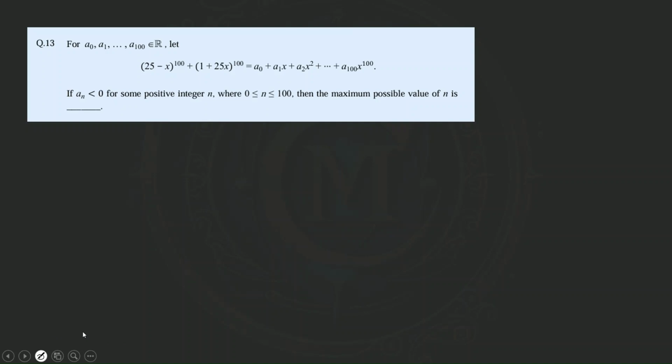So this is the next problem for this sample paper. It is saying for a0, a1, and so on up to a100 belonging to the set of real numbers, let (25 minus x) to the power 100 plus (1 plus 25x) to the power 100 be equal to the summation of ar x to the power r, where r varies from 0 to 100. If an is less than 0 for some positive integer n, where 0 is less than or equal to n less than or equal to 100, then the maximum possible value of n is what?